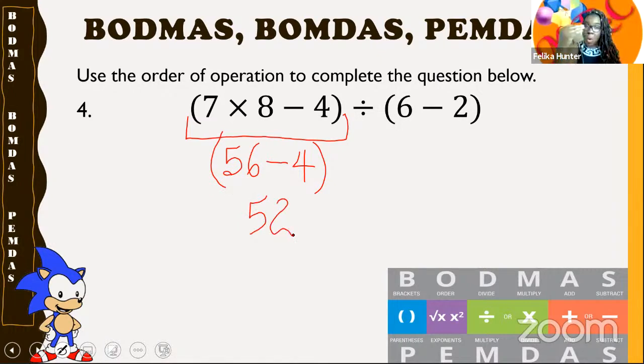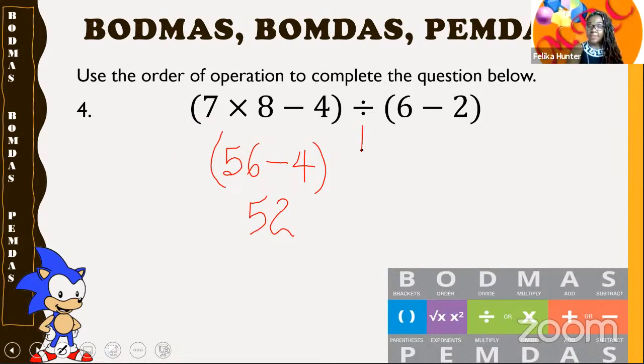So we'll work all of the brackets. I know that some persons tend to do the multiplication part only, then drop the bracket and leave the subtraction. You have to do everything that's inside of the bracket. So 7 times 8, 56, minus 4, 52. So we're finished with the first bracket.